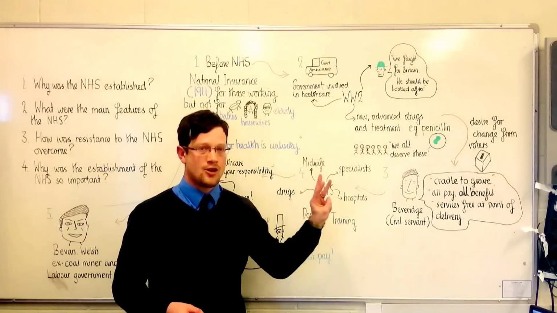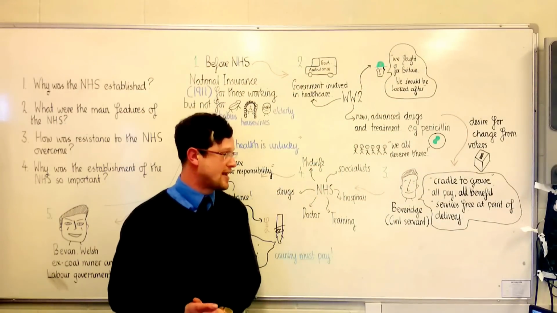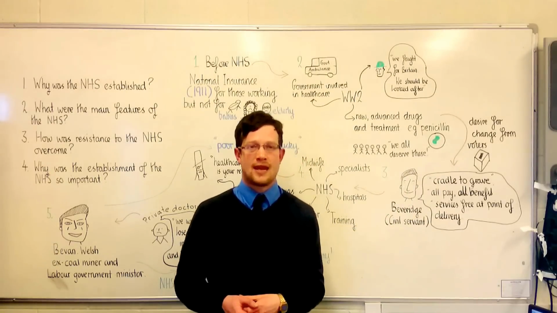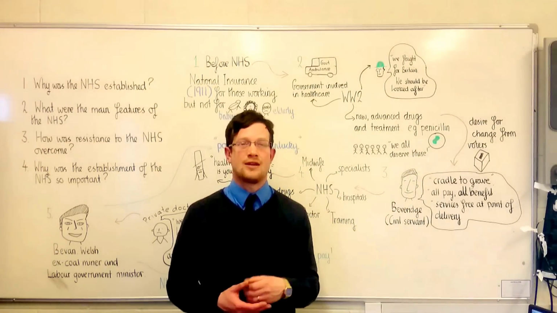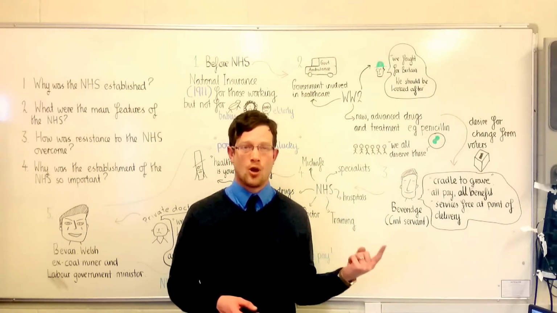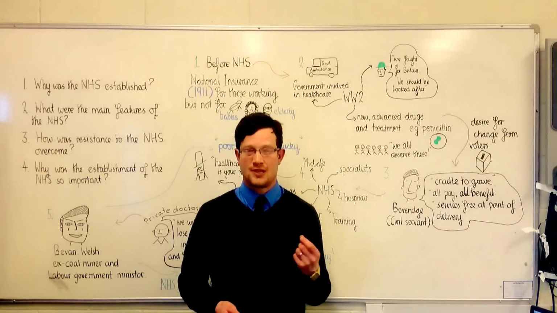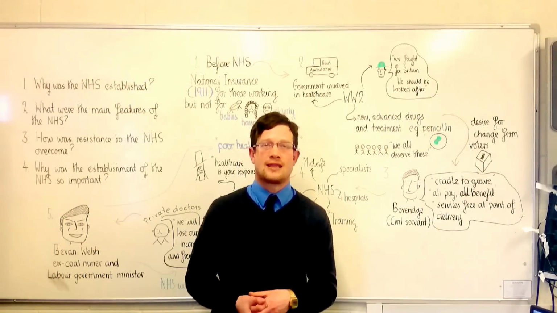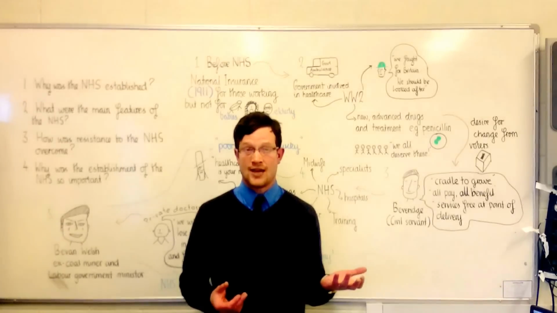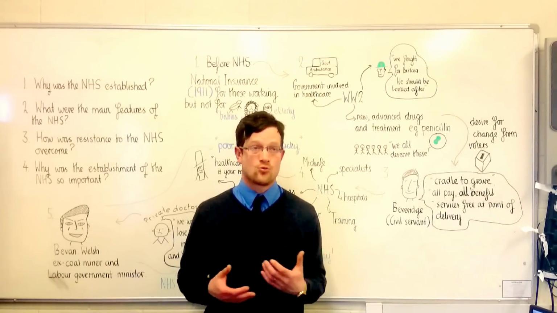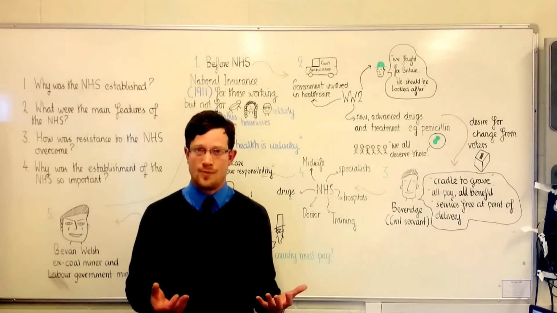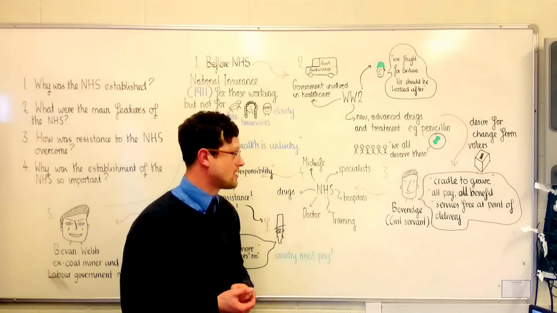3 ideas underpin Beveridge's vision for the NHS. First of all, the idea of cradle to grave, which means that you would be looked after from the moment you were born to the moment you died. Secondly, all pay, all benefit. This is about tax. The idea that everyone would pay a tax from their wages and that that tax would be used to fund what would inevitably be an extremely expensive system.